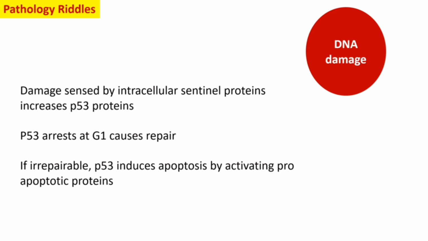Just like in proteins, we have chaperones, which are the guardians of the misfolded proteins. In DNA damage, whenever there is any damage, we have something called p53 protein. Whenever there is any damage during the mitotic cycle, it is sensed by this p53. It will arrest the mitotic cycle at G1 phase and then try to repair the DNA. Suppose the repair is not possible. If the DNA damage is irreparable, the p53 will signal apoptosis by activating the pro-apoptotic proteins.